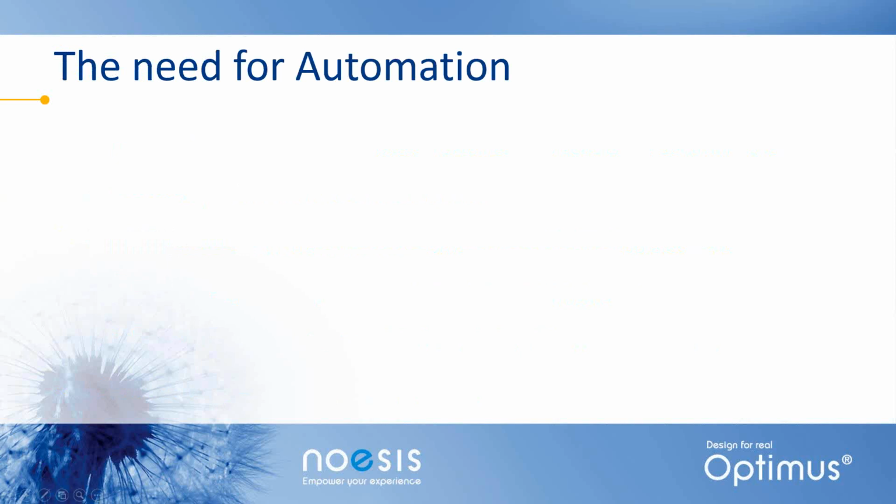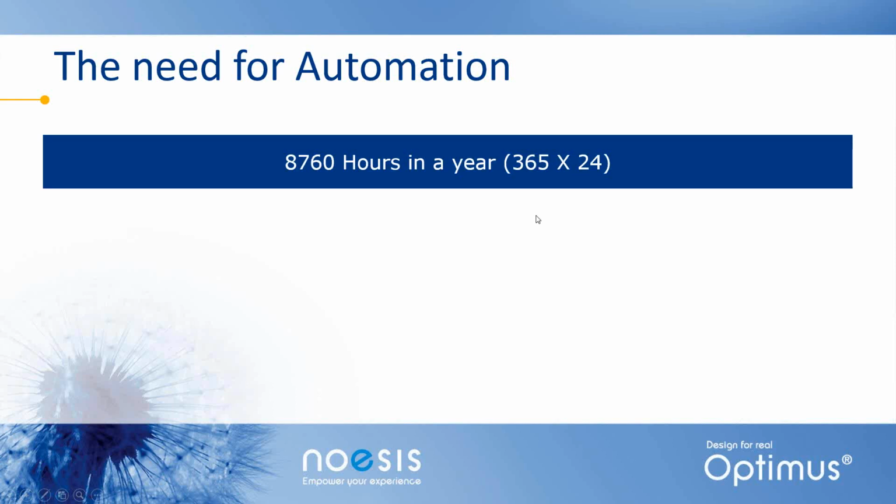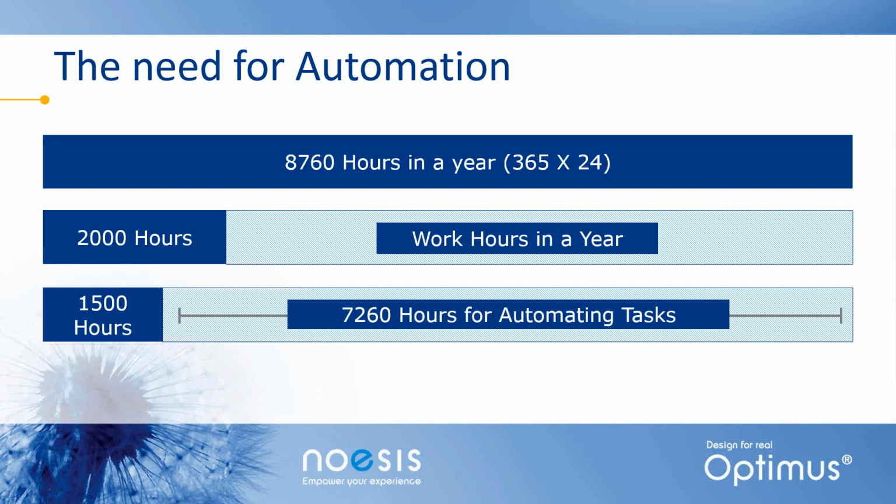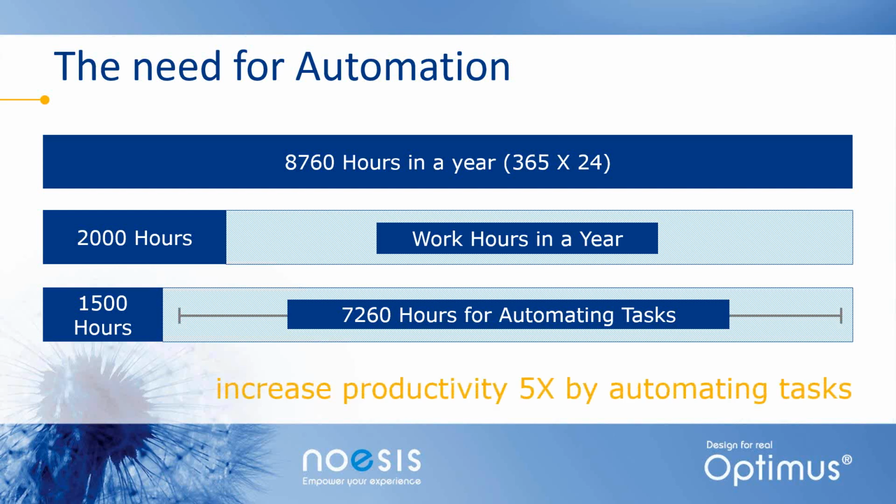Now, I would also like to mention the need for automation. We all have about 8,700 hours in a year, and typically we'll be working for about 2,000 of those hours. With a few hundred hours reserved for meetings and communications and things like that, we're actually typically only getting about 1,500 hours worth of work done in a year. And that leaves an enormous amount of time where if we could automate some of our highly repetitive tasks, we could allow that to run and increase our productivity significantly.